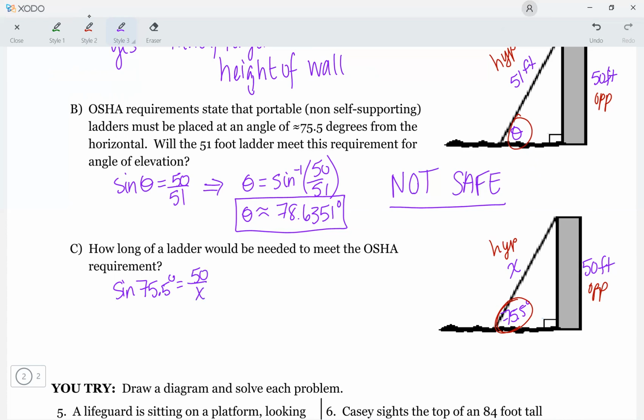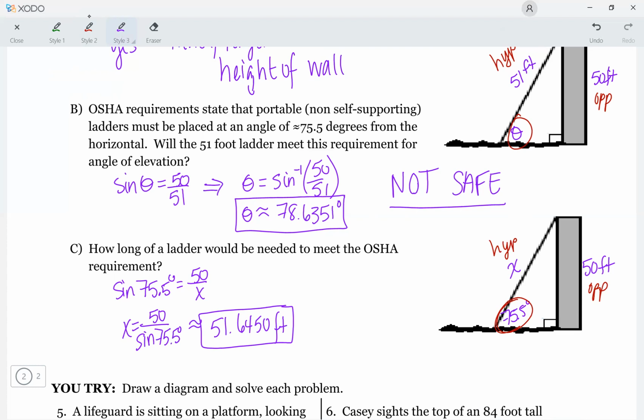And so again, we need to get x by itself. You can go through the official multiply both sides by x and then divide both sides by sine of 75.5, or we can use our shortcut. Since we've already done that problem over and over again, we know that this would work. So 50 over sine of 75.5 degrees. We plug that in the calculator and we get 51.6450 feet. So actually, it doesn't have to be that much longer, just about a foot and a half, a little more than a foot and a half longer to meet our standards.